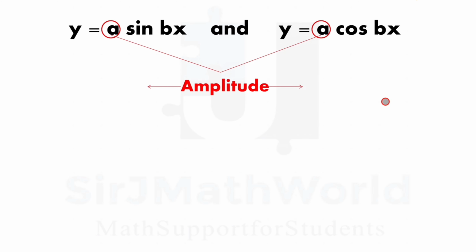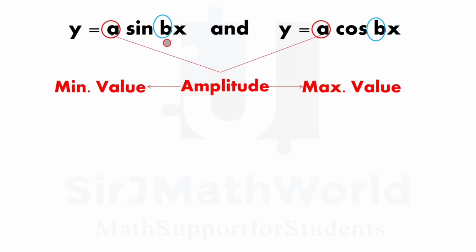So, meron tayong minimum value at saka maximum value. Yung minimum, ito yung gaano kababa sa y-axis. Tapos, yung maximum is gaano kataas from the y-axis also. Ito yung negative y, ito yung positive y. Then, meron silang b. Yung b naman ay ginagamit para sa period. Yung period natin ay may formula na 2 pi over b.